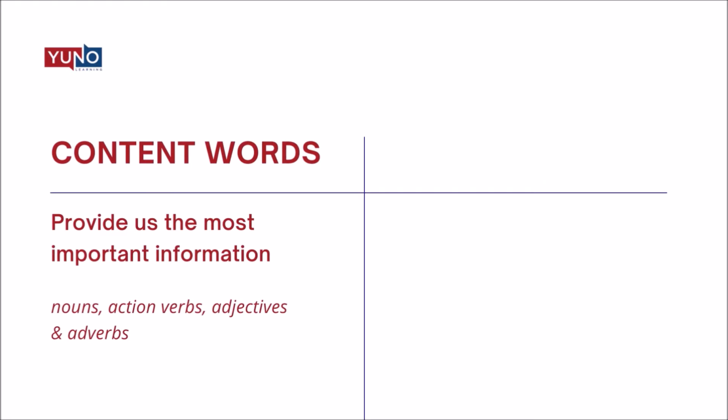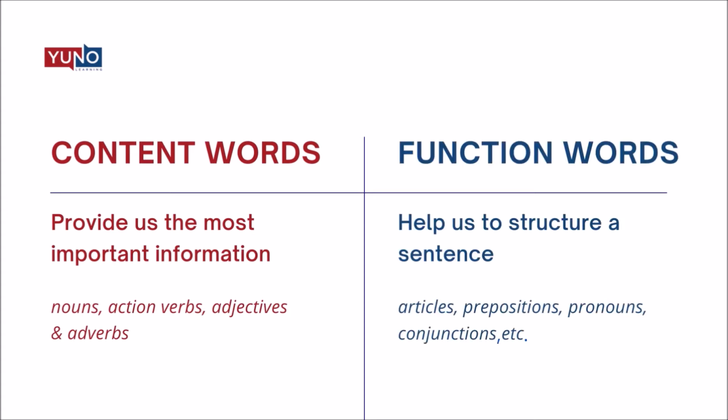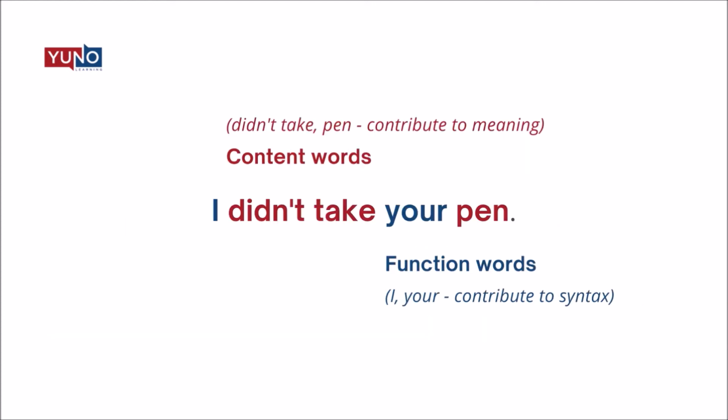Usually, we stress the content words in our sentences for effective modulation, and they are nouns, action verbs, adjectives, and adverbs. However, at times, we lay emphasis on other words too, the function words. They help us to structure a sentence by creating grammatical relationships. That happens when we wish to rectify something or make our message clear. Example, in the sentence, I didn't take your pen. Both I and your can be stressed, even though they are not content words, and a different meaning can be conveyed according to the stress.